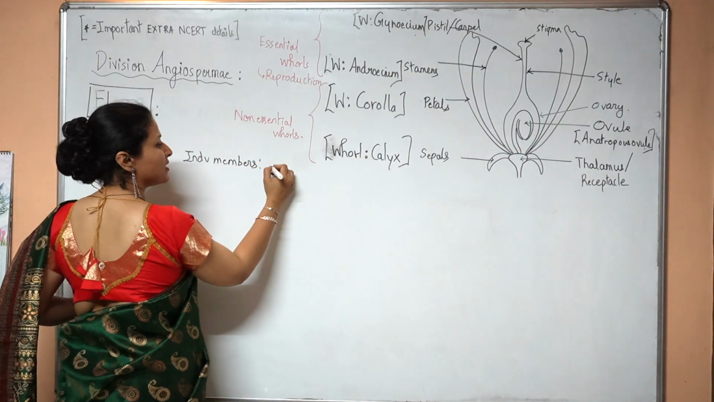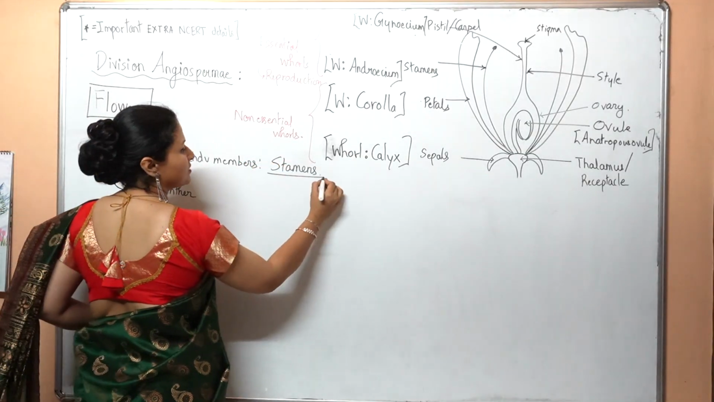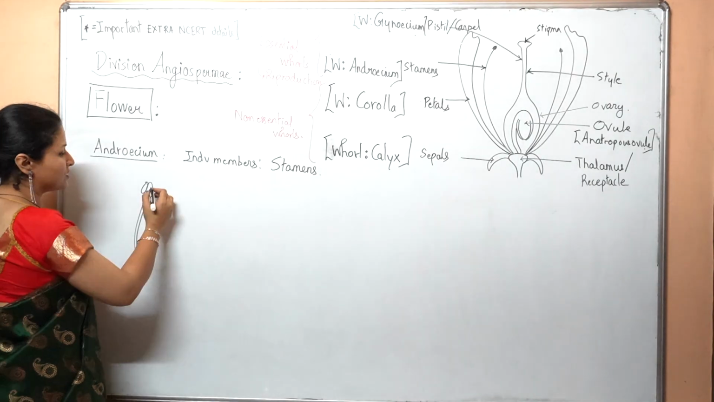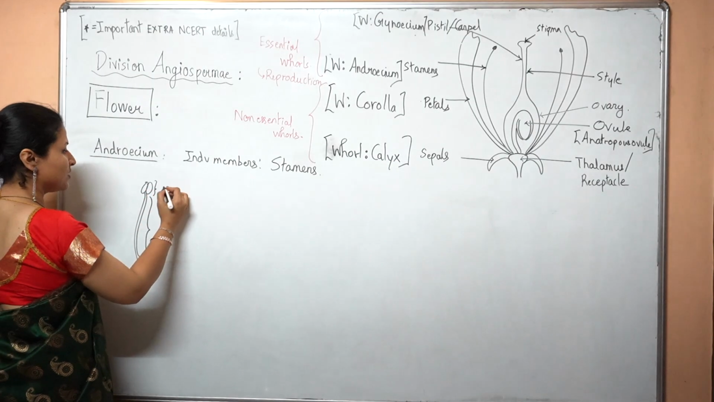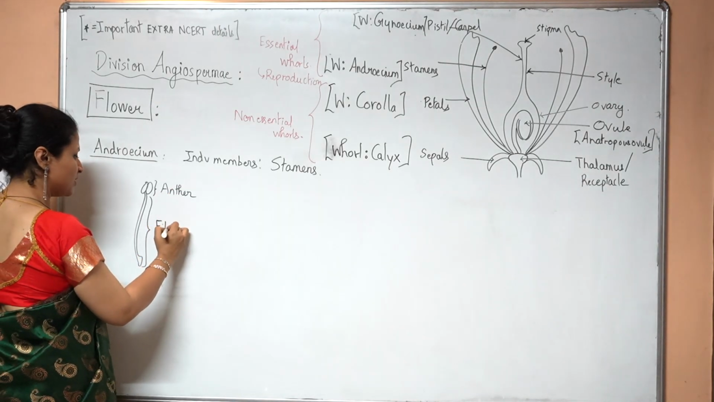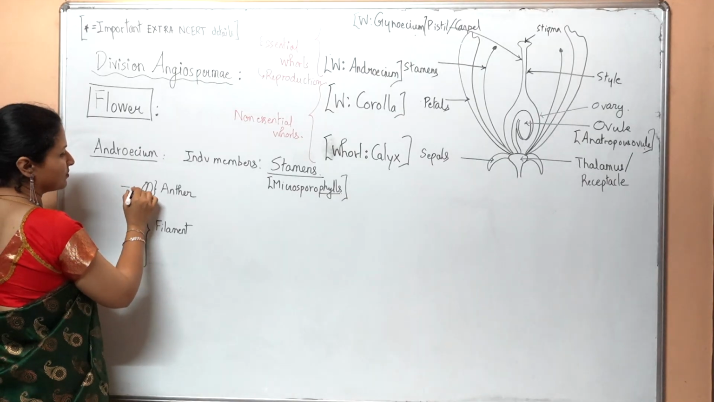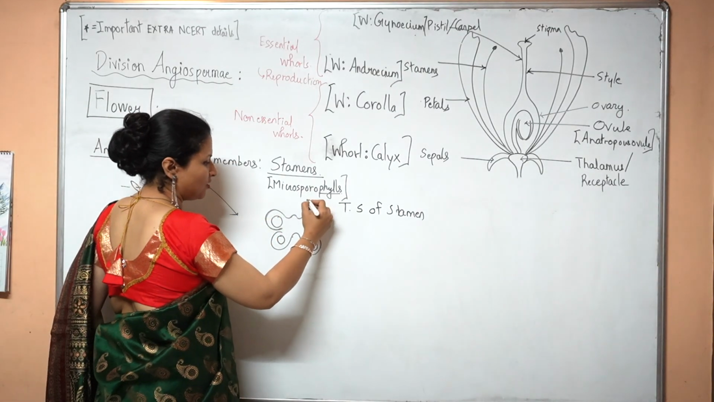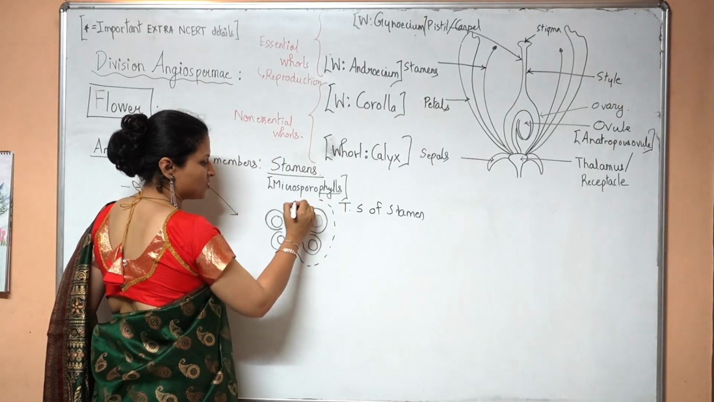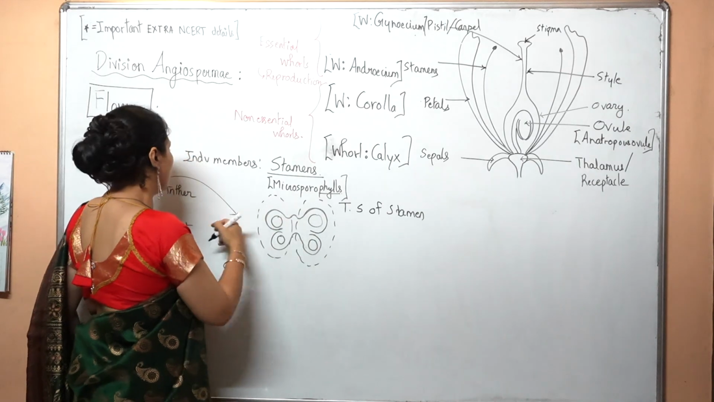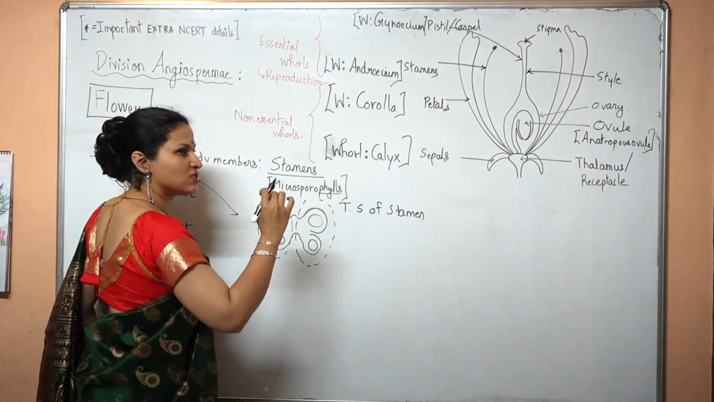Individual members are called stamens. The stamens are also known as microsporophylls. This is how the stamen is. It has 2 parts on it. The upper part is called the anther. The lower part is called the filament. Next, if I cut open this anther, as you can see, there are 2 different lobes here. This is the first lobe and this is the second lobe. A typical stamen is said to be bilobed. Over here also you can see it has 2 lobes on it.